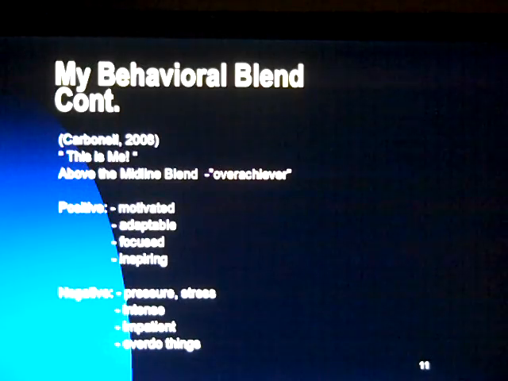This is me. I am above the midline blend. According to Carbonell, I am an overachiever. The positives of being above the midline blend are that I am motivated, adaptable, focused, and inspiring. The negatives of being above the midline blend are that I succumb to pressure and stress. I can be too intense for some people. I can become very impatient with people. And I have a tendency to overdo things. Next slide.